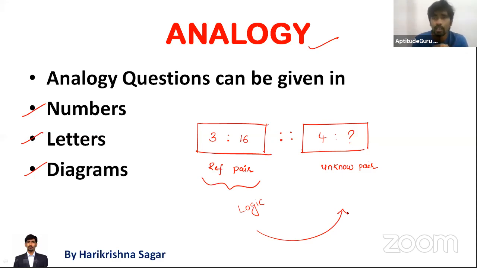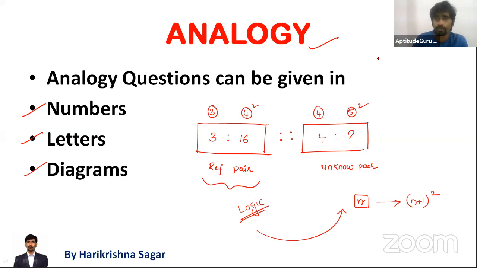So if you observe the question, 3 and 16. What is 16 basically? Can I write it as 4 square? So what is the logic here? The value of n becomes n plus 1 whole square. Then 4 becomes what? 4 becomes 4 plus 1, that is 5 square, and that should be your answer choice. So our answer choice will be 25.